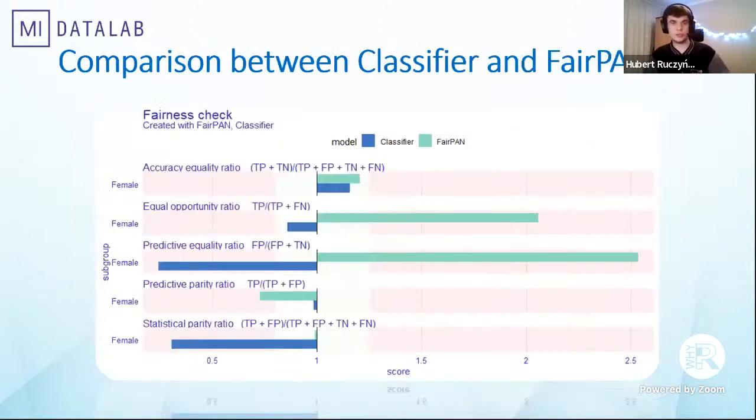The last visualization presents the comparison between the pre-trained classifier and the final FairPAN model. As you can see, we've got an almost perfect score for STP ratio. However, it didn't come to us at no cost.